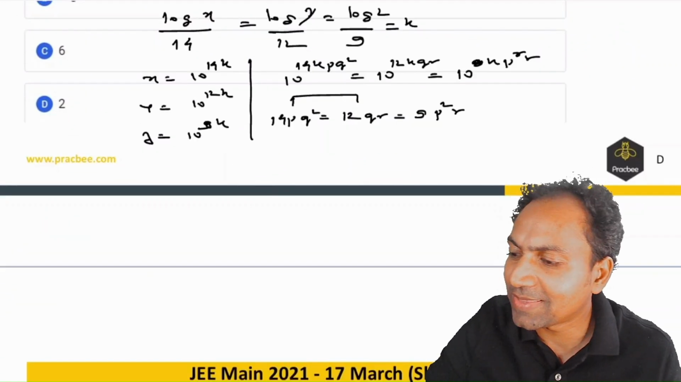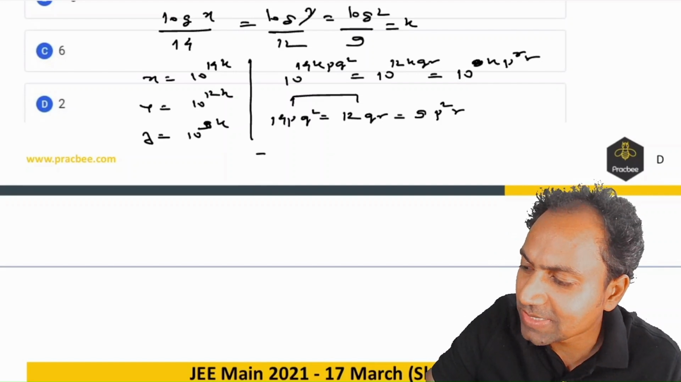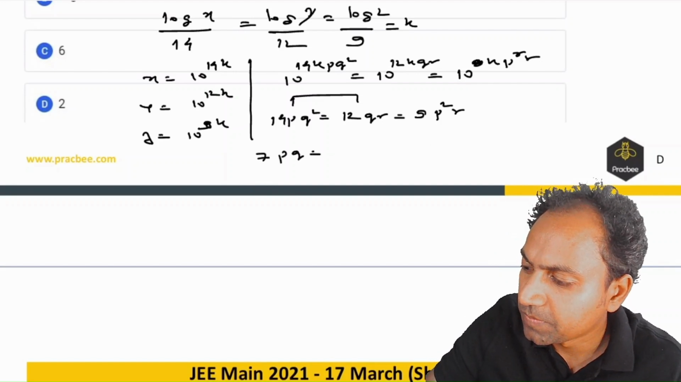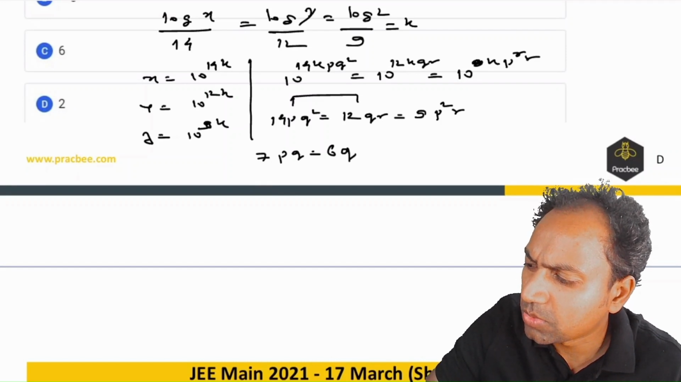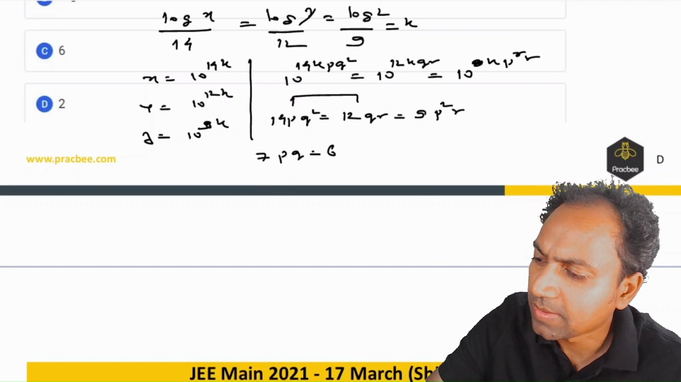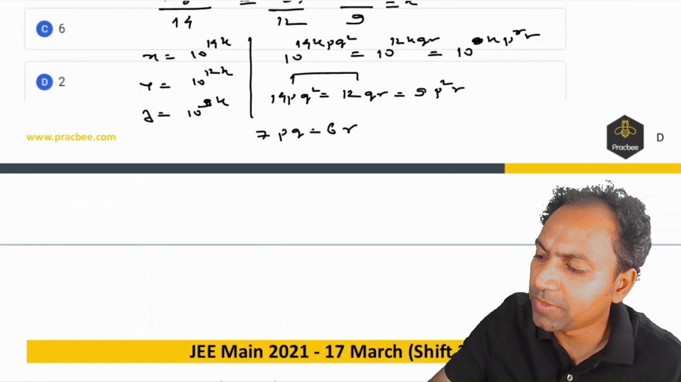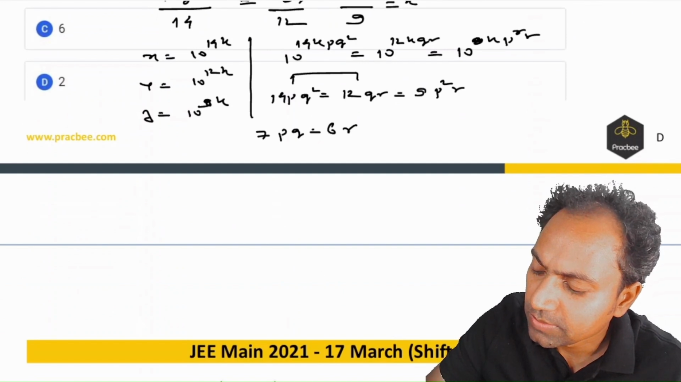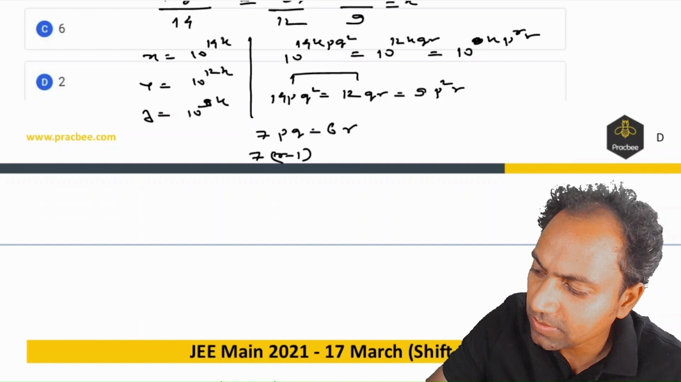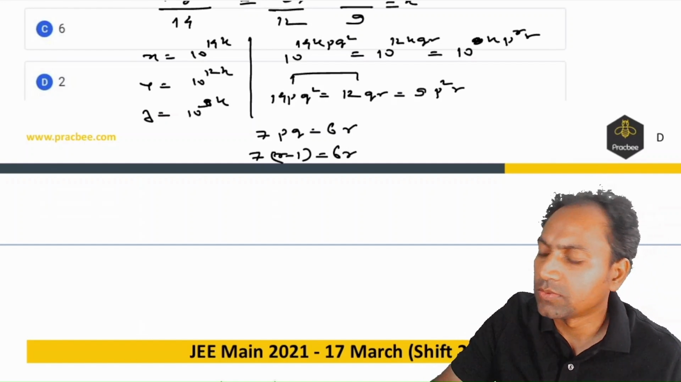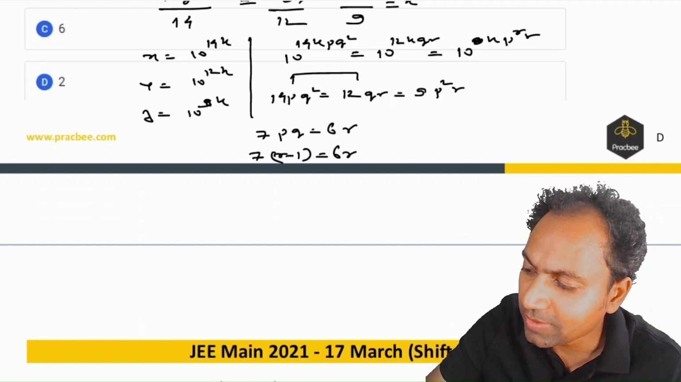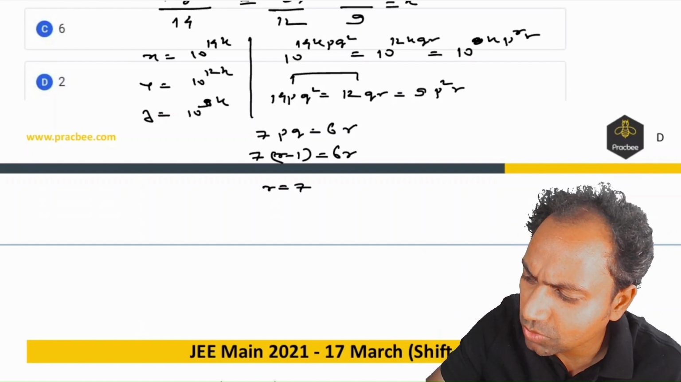If I simplify the first part, it becomes 7 times pq is equal to 6r, and one more result is given, r is equal to pq plus 1. So pq can be written as r minus 1. So from here, if you find the value of r, it comes out to be 7.